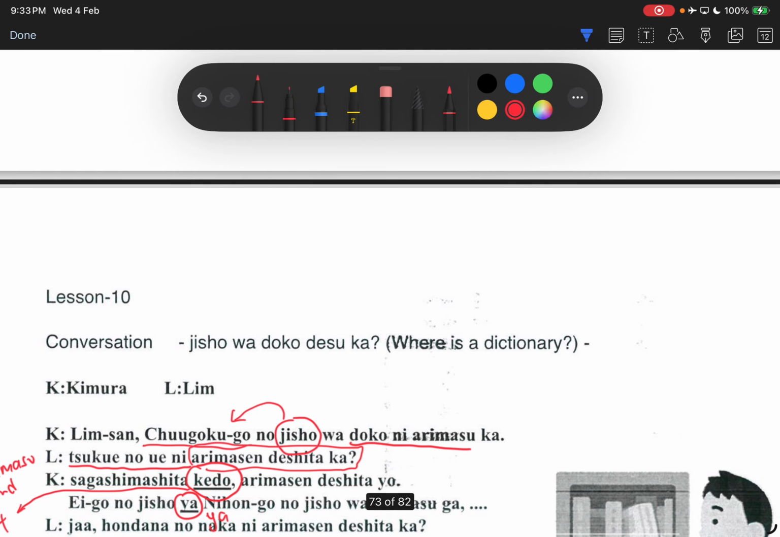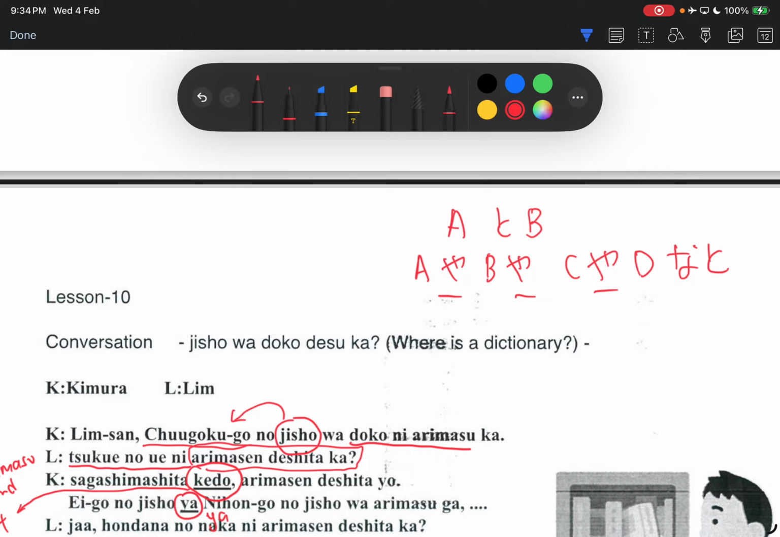So for example, previously we learned A to B, correct? A and B. What if I have more things to say, more than A and B? Then I'll say A ya, B ya, C ya, D, nado. Okay, so let me explain. This ya is just to list out things. You're just listing out things, right? There is A, there is B, there is C. So what is this nado? The nado just simply closes the list. Okay, so that means there's A, there's B, and there's C and D.